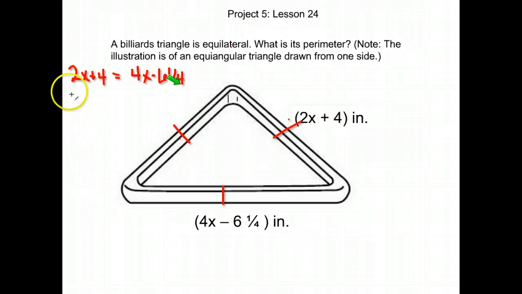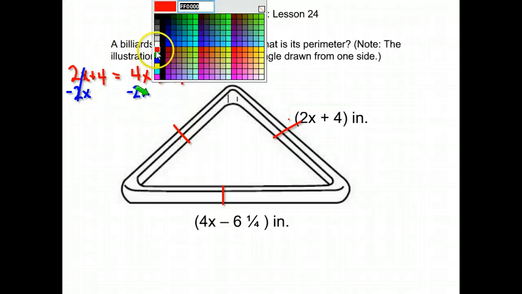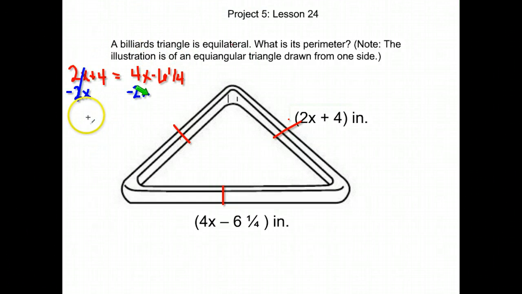So we want to move the x's to the same side. I have a positive 2x here, so I'm going to subtract it. Whatever I do on one side, I have to do the other, so I subtract 2x here. Now I have just a 4 left on the left-hand side. Over here, 4 minus 2 gives me 2x, and again, minus 6 1/4.